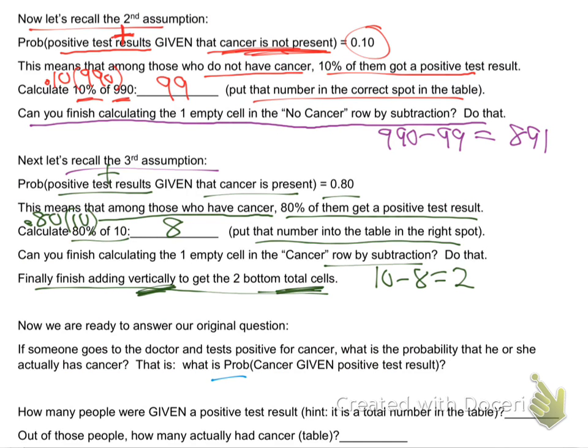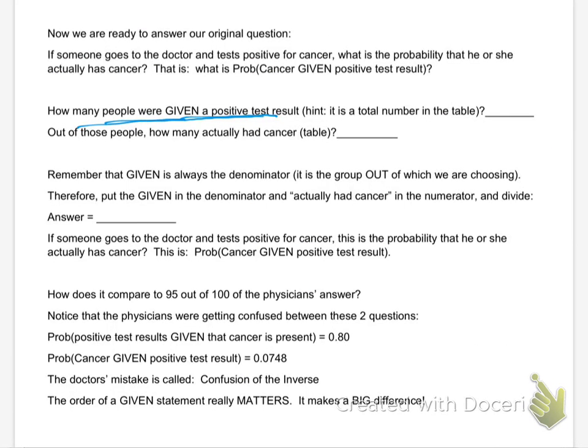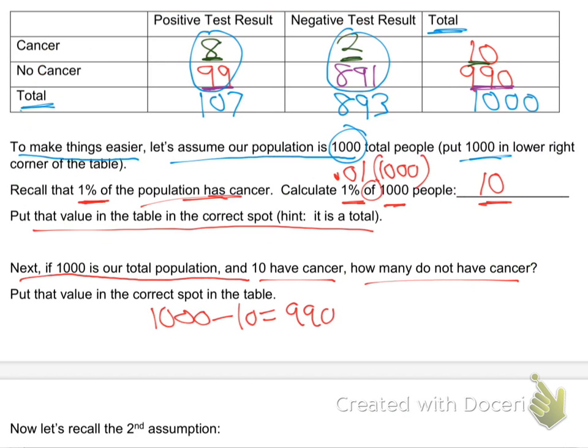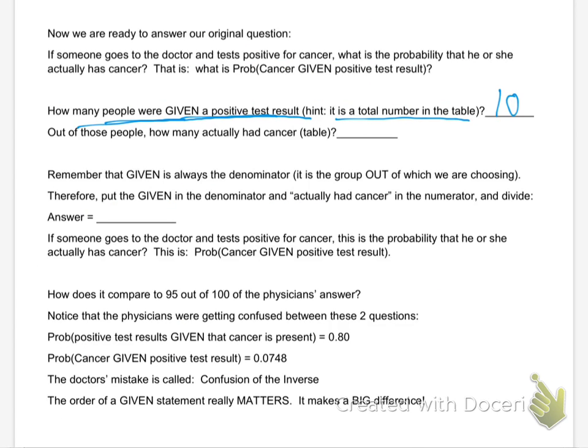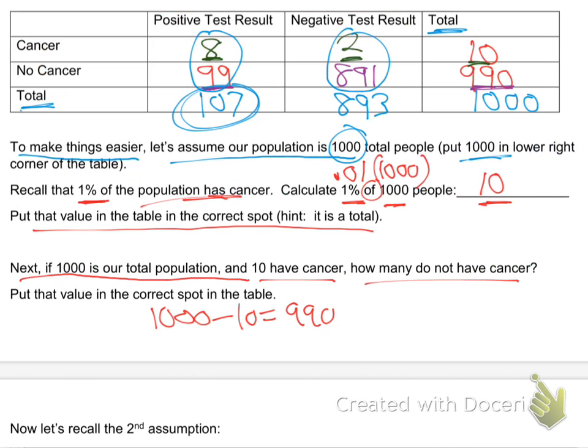What's the probability of cancer given a positive test result? Cancer given a positive test result. How many people were given a positive test result? It's the total number in the table. How many got a positive test result? 107 got a positive test result. Whether they had cancer or not, they got a positive test result. So it's 107. Out of these 107 people that got a positive test result, how many actually had cancer? Only 8.